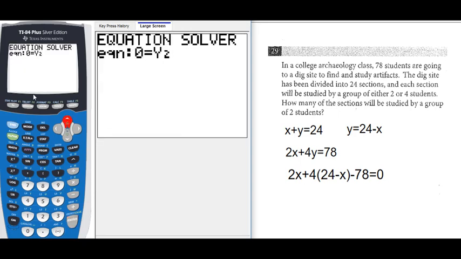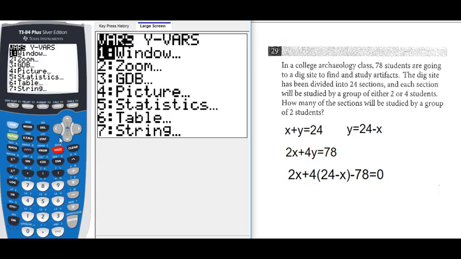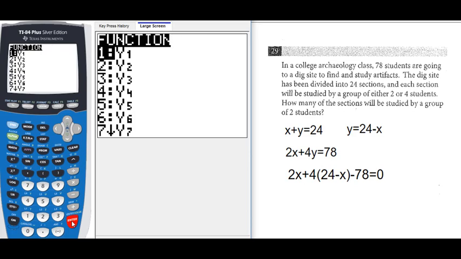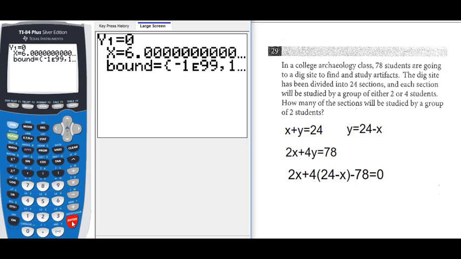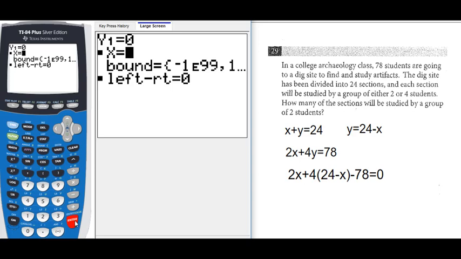Then use upper arrow, go back here. Since I put my equation into y1, I change into y1 this time. Then press enter. For this one, it's just guessing. I can put, suppose it's 10. And then I do alpha, enter. They give you the answer x equals 9. Basically we want to look for that 9. That's x equals 9. So a group of 2 students will be like 9 sections. That's the answer.